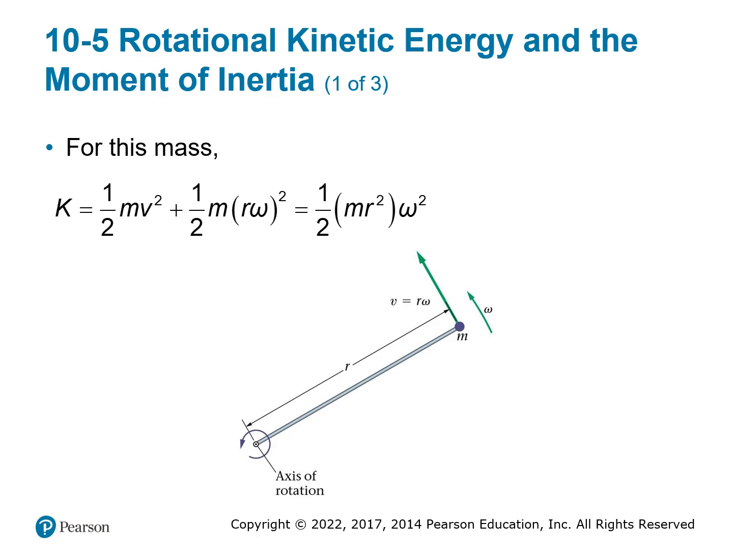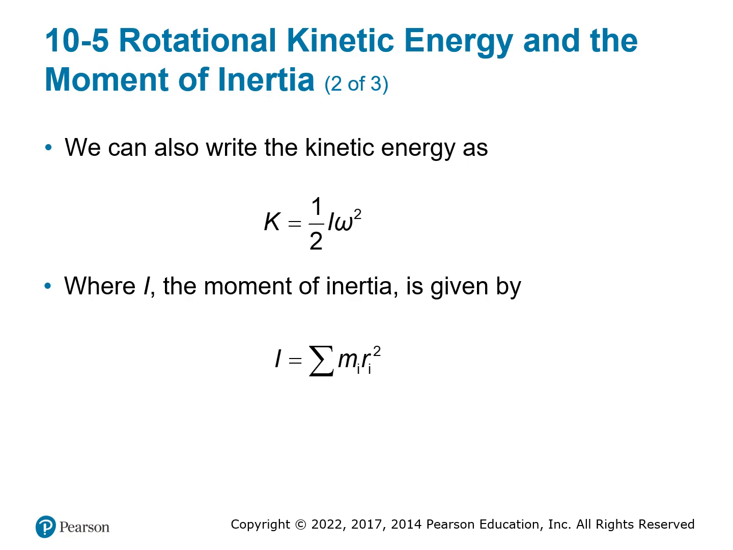Then if you simplify, you get this guy. You can also write rotational kinetic energy as 1/2 I times angular velocity squared, where I is something called the moment of inertia. And it's similar to mass in the rotational world. So you take the mass of your object times the radius of it squared.